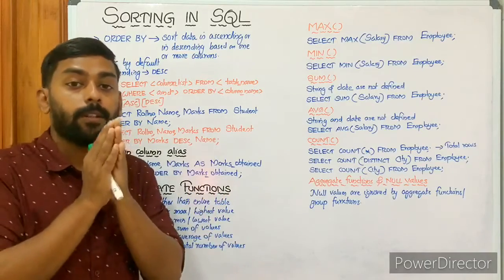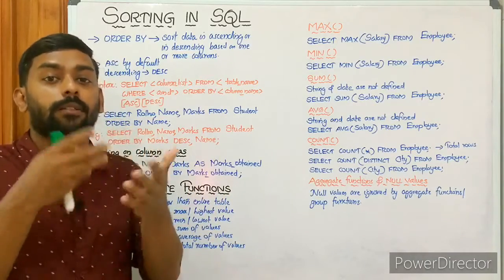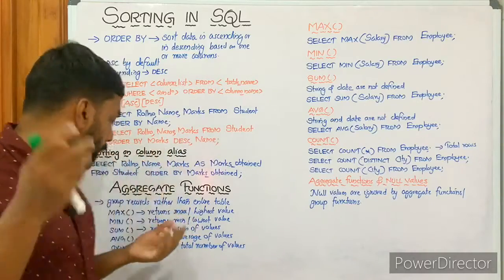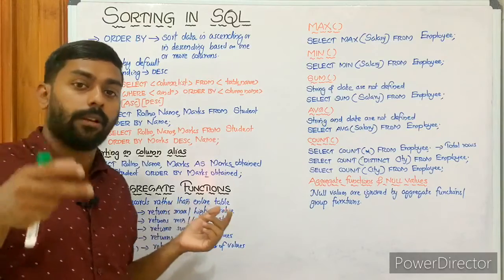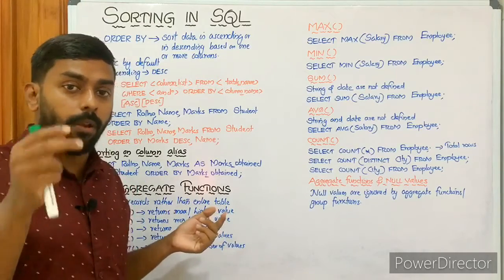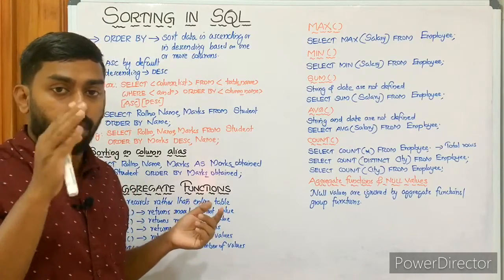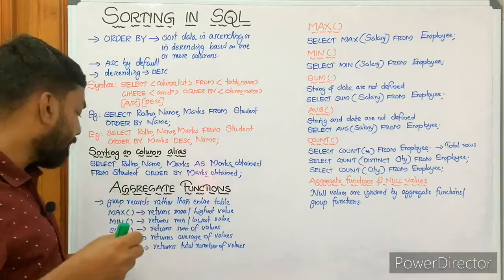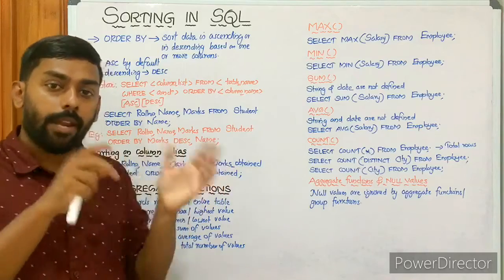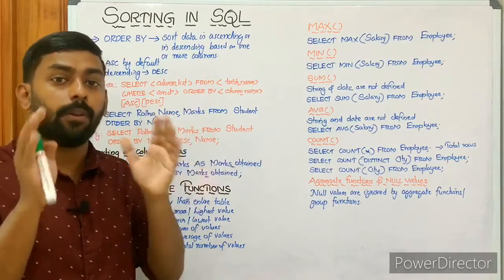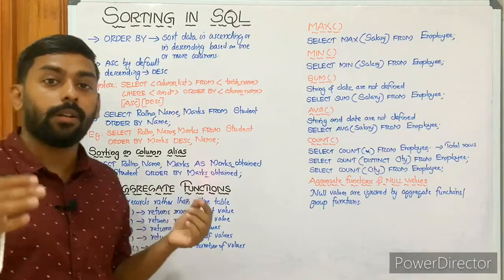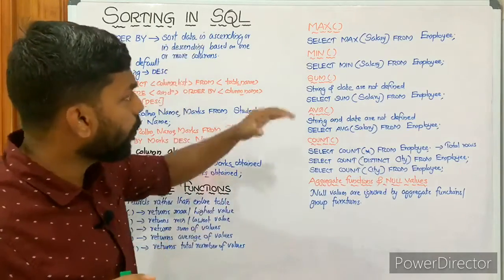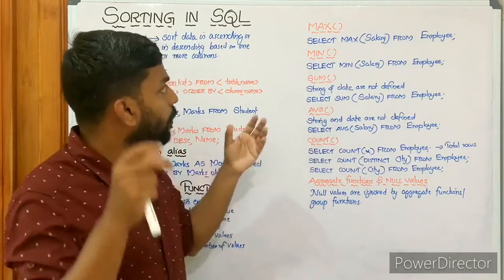The first one is max, meaning the maximum or largest value. It can be applied to numeric, date, and string as well. Then min is used for returning the minimum or lowest value, which can be applied to numeric, string, and date values. Then sum and average: sum gets the sum and average gets the average, and they can be applied only to numeric values. Then count returns the total number of values. So let's move on to all these aggregate functions.